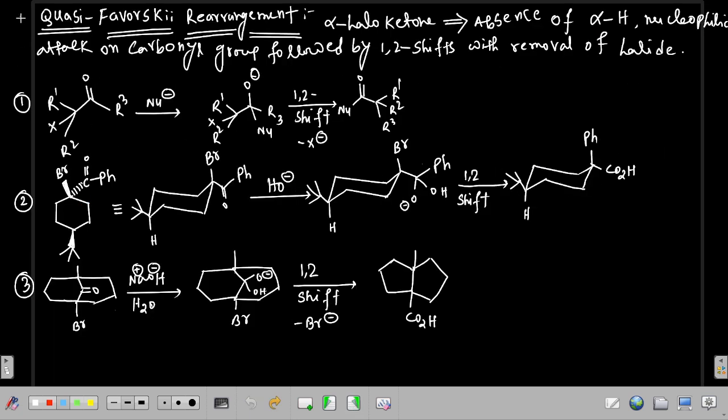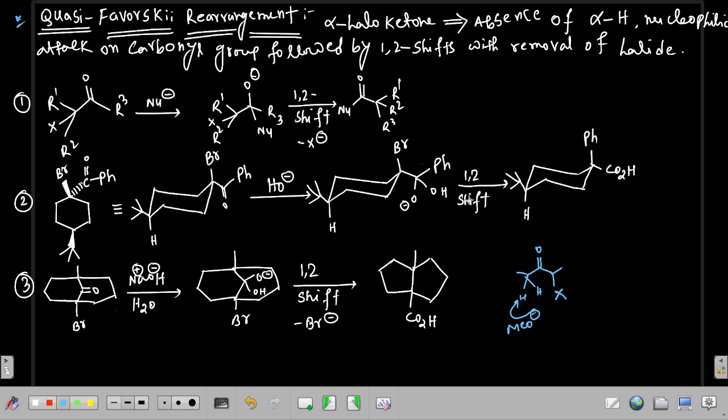Our next reaction is the quasi-Favorskii rearrangement reaction. In the Favorskii rearrangement reaction, we have seen this is an alpha halo carbonyl group, so we have one alpha hydrogen to the carbonyl group. This alpha hydrogen will be abstracted by base, and after that the rearrangement happens.